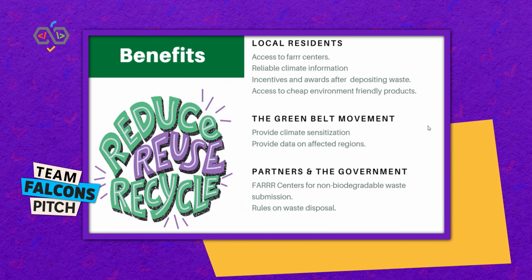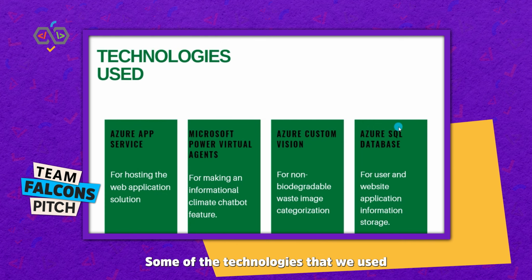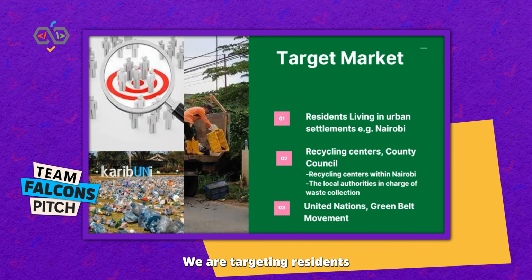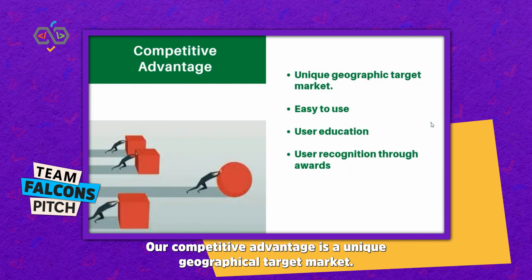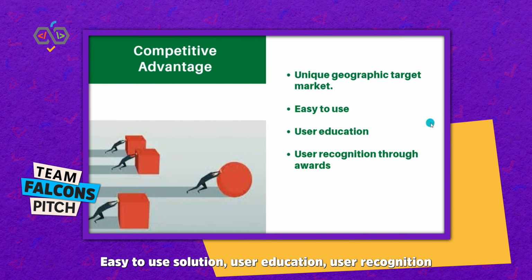Some of the technologies that we used are Azure App Service for hosting the web application solution, Microsoft Power Virtual Agents, Azure Custom Vision, and Azure SQL Database. We are targeting residents living in urban settlements, recycling centers, the local authority in charge, United Nations, and Green Belt Movement. Our competitive advantage is a unique geographical target market, easy to use solution, user education, and user recognition through awards.